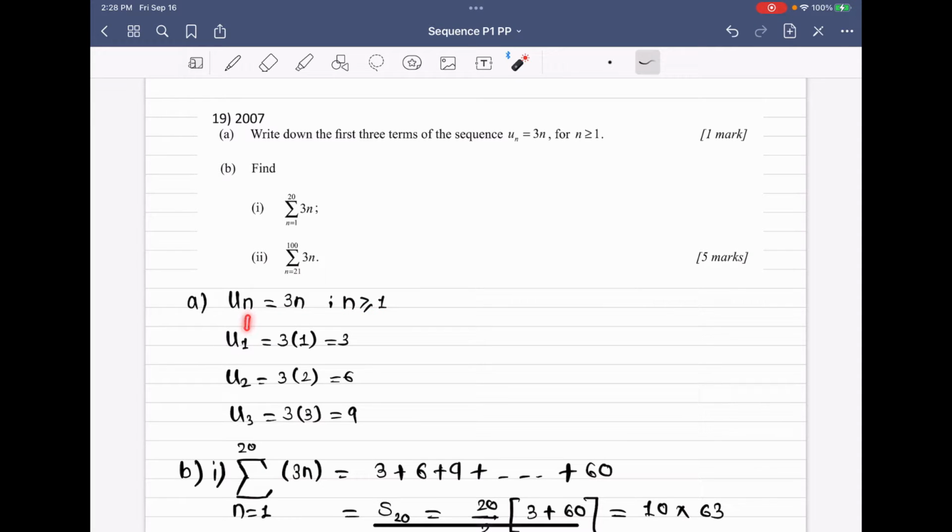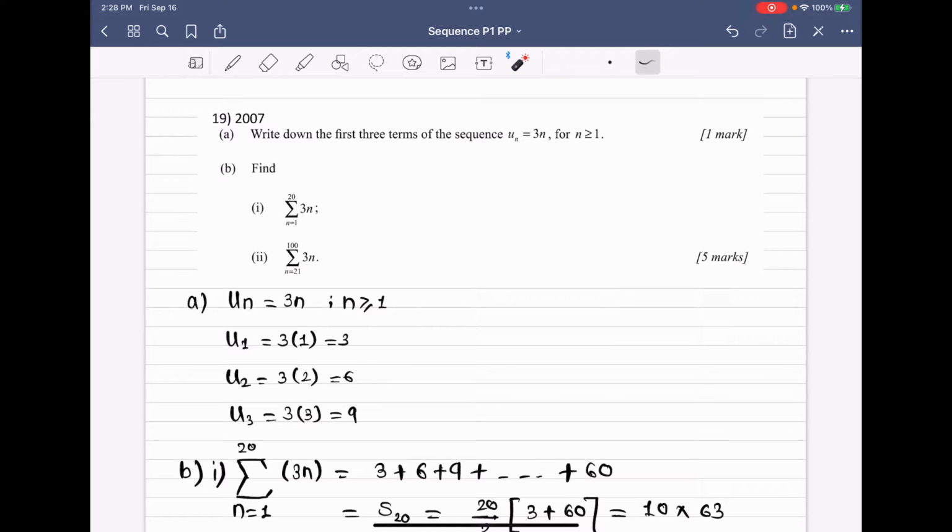So n is 1, so u1 is equal to 3 times 1 is 3. n is 2, so u2 is equal to 3 times 2 is 6. n is 3, so u3 is equal to 3 times 3 is 9. So 3, 6 and 9, these are the first three terms for 1 mark.